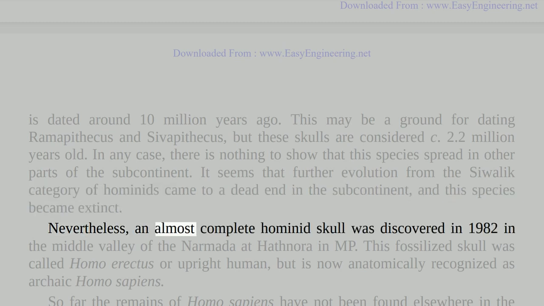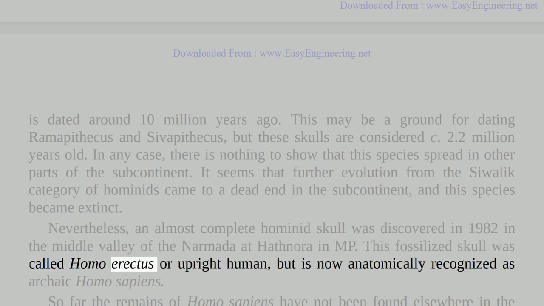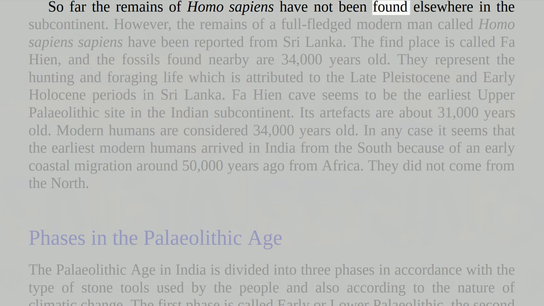Nevertheless, an almost complete hominid skull was discovered in 1982 in the Middle Valley of the Narmada at Hatnora in MP. This fossilized skull was called Homo erectus or upright human, but is now anatomically recognized as archaic Homo sapiens. So far the remains of Homo sapiens have not been found elsewhere in the subcontinent.